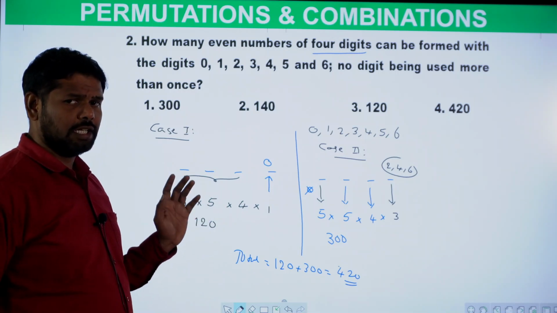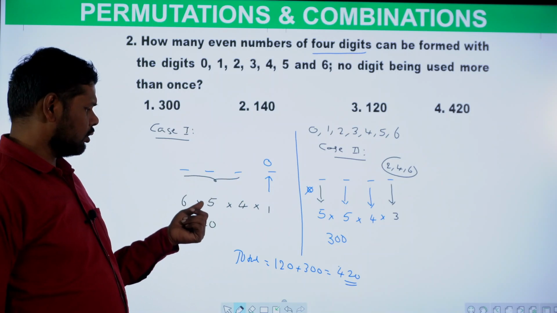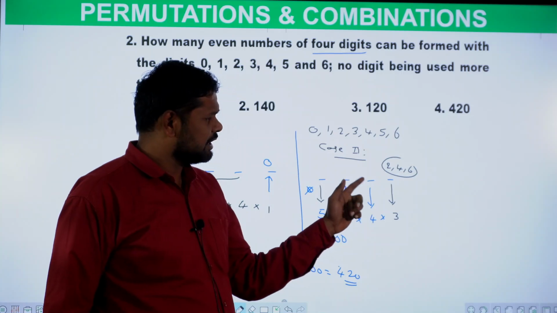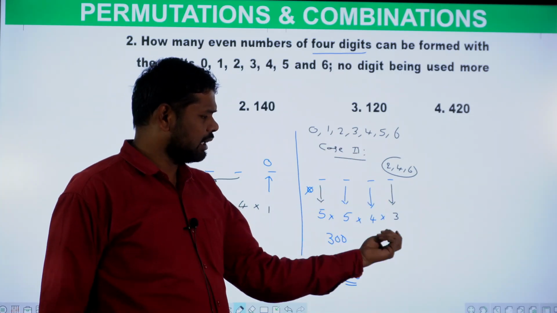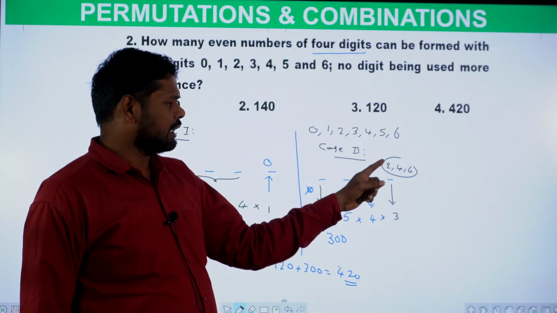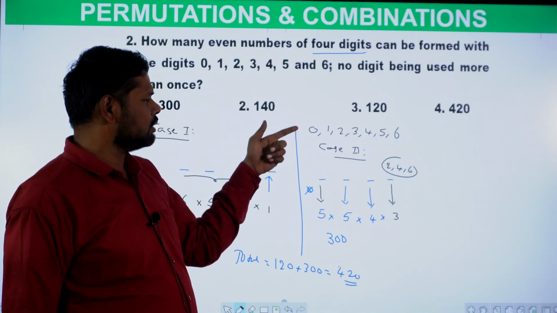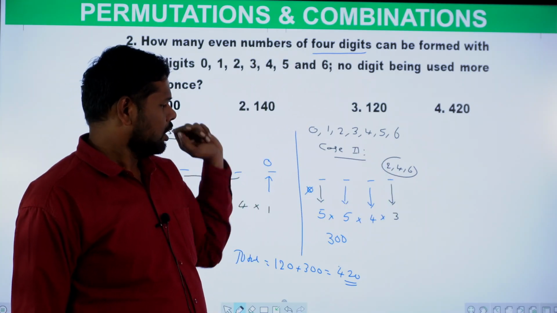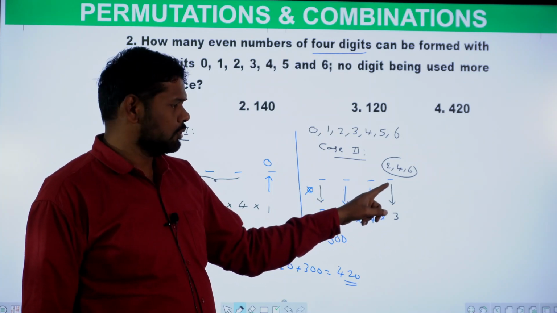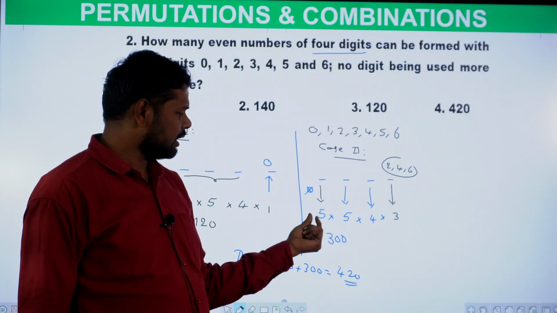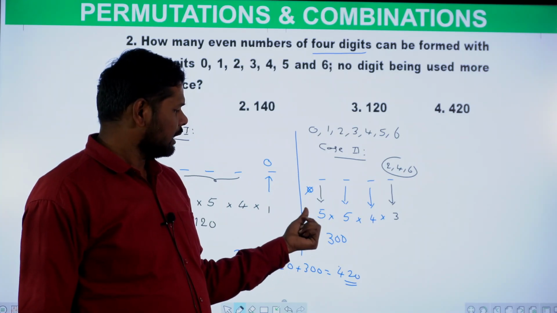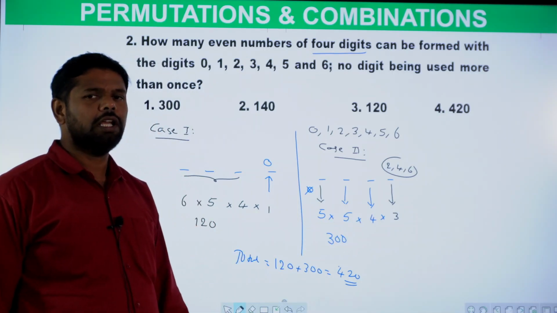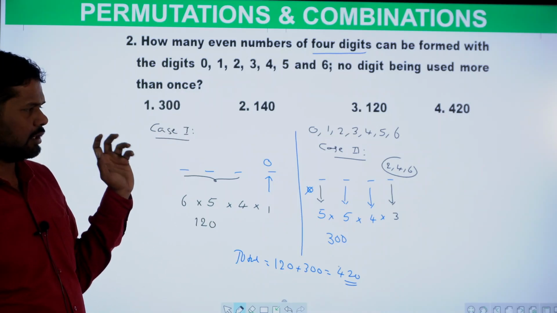So the first condition is very easy. Ending with 0, the remaining digits are 6, then 5, then 4. But here you need to observe carefully. The last digit is even, either 2 or 4 or 6, 3 ways. We use any one digit at the last, but at the start we are not going to use 0. Why? If we start with 0 it becomes 3 digits, but they are asking about 4 digits. So 0 and the digit used last, those two are excluded, meaning 5 digits remain. In that 5 we can use any one, then 5 digits and 4 digits. That gives 300, total 420 numbers under the given conditions.